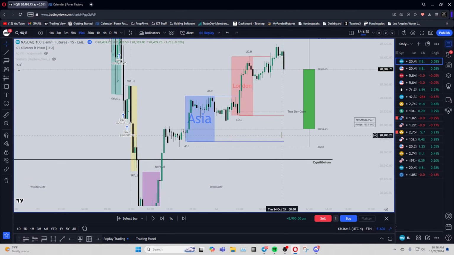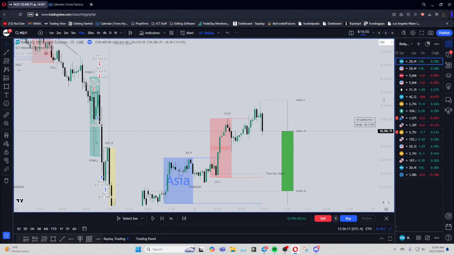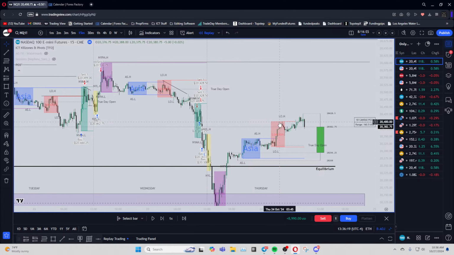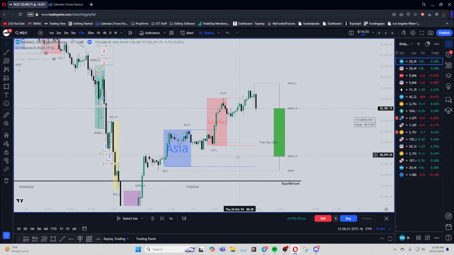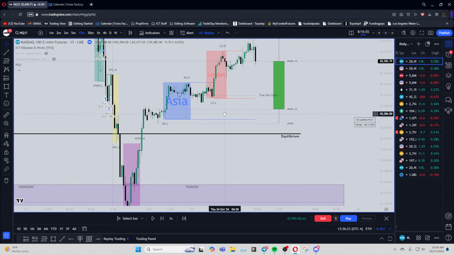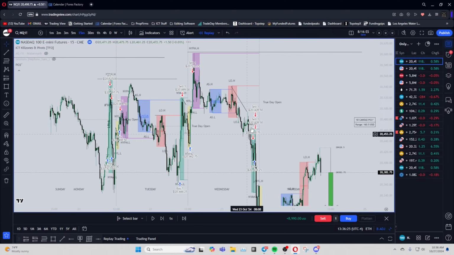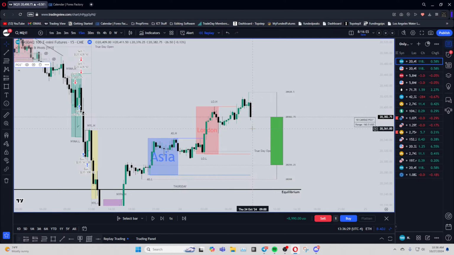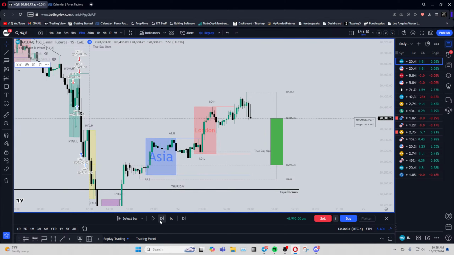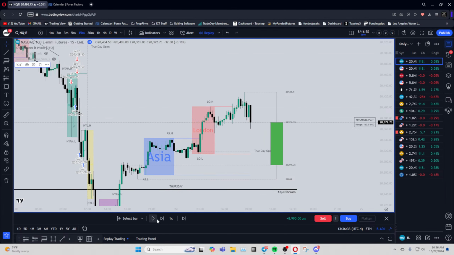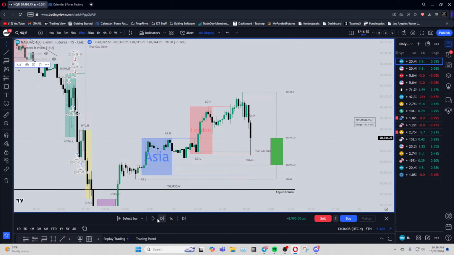Okay, so in this case, we do kind of have two draws right here because we left Asia open, and we have these highs as well. So let's wait and see if we get more development. Okay, looks like we took London low.